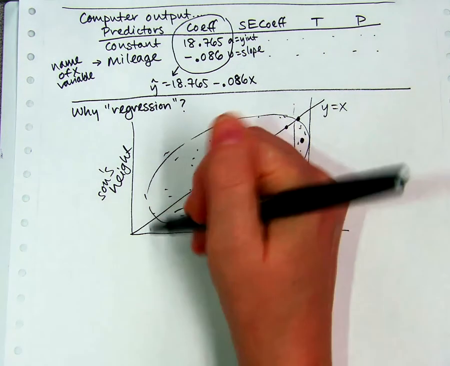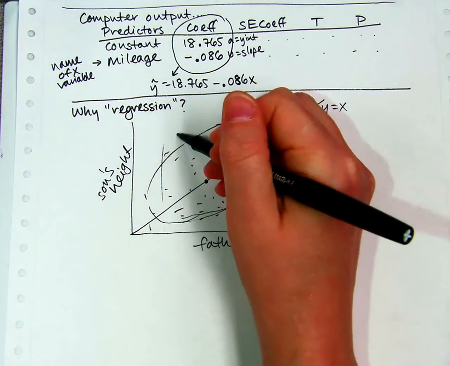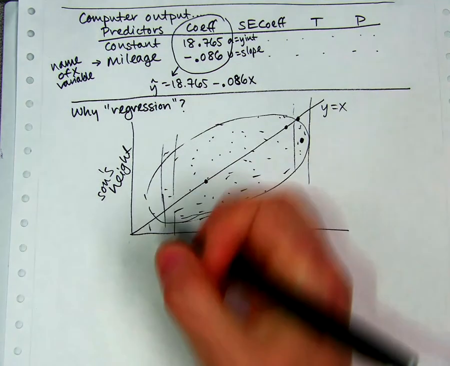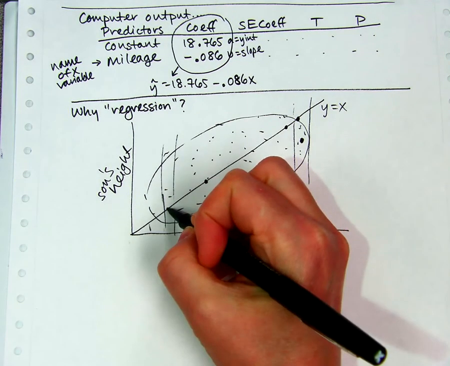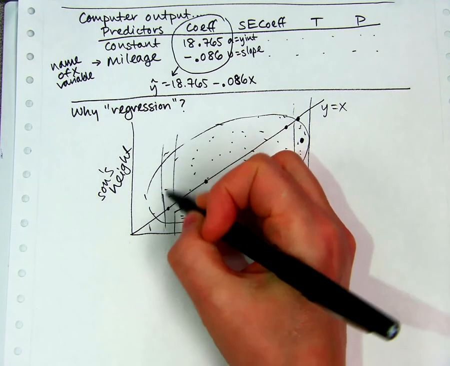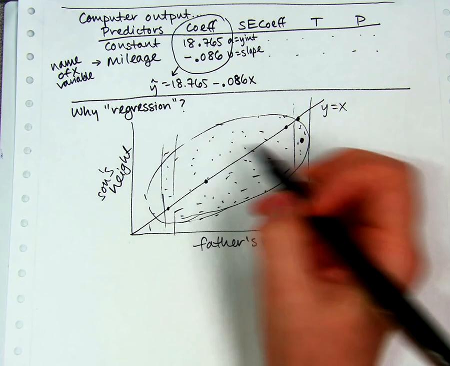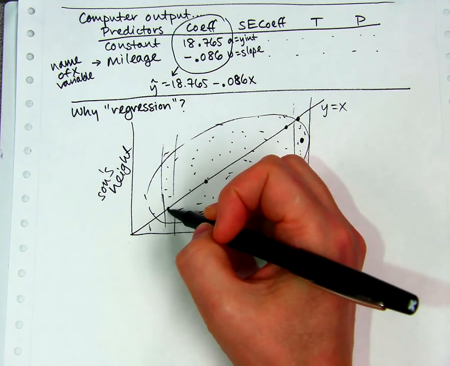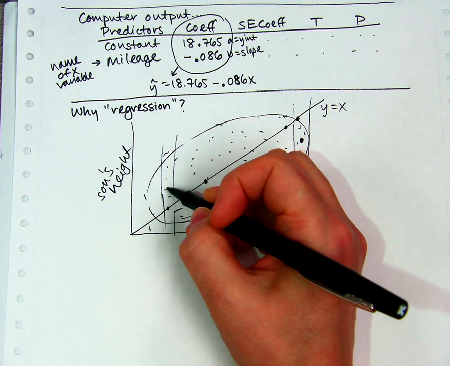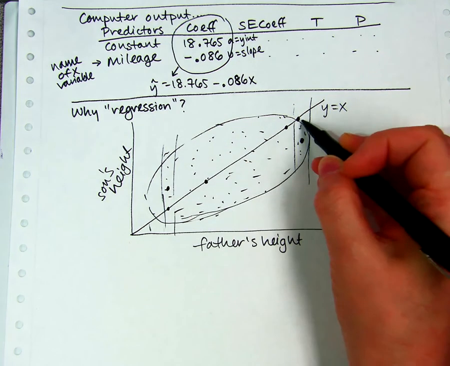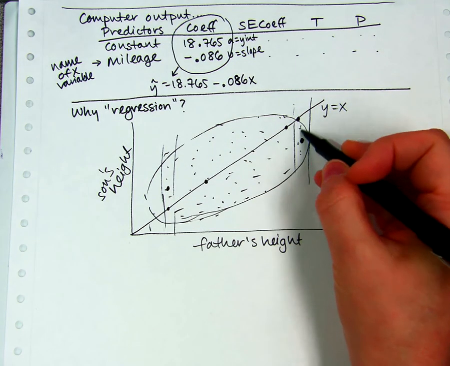Same thing happens at this end. If I look at this group of people over here that have really short fathers, is this a good prediction of the son's heights if they're ranging from about here to about there? No. If you have a super short father, you're more likely to have a son taller than him. And if you have a super tall father, you're more likely to have a son shorter than him.